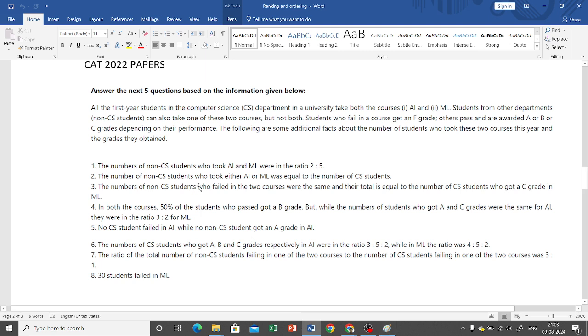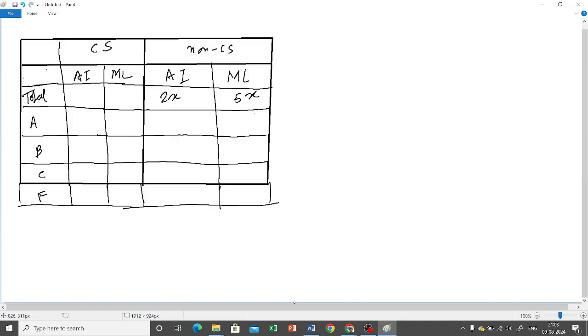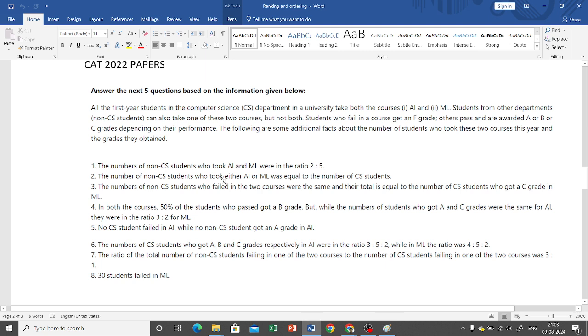এবার বলছে the number of non-CS students who took either AI or ML was equal to the number of CS students. তার মানে আমি যদি টোটাল করি 7x, that is equal to the number of CS students. তার মানে এখানে 7x, এখানে 7x, why? Because all the CS students have to take AI and ML. That is why AI is also taken by 7x students, ML is also taken by 7x students. So we have this data.